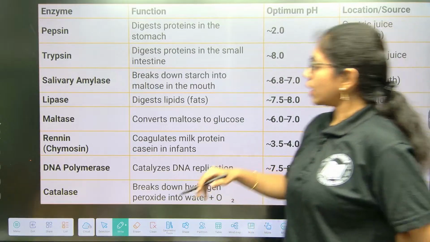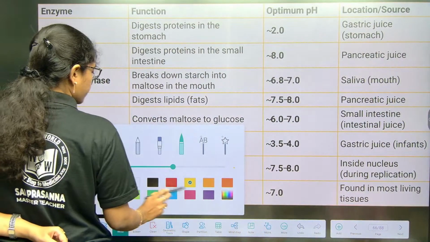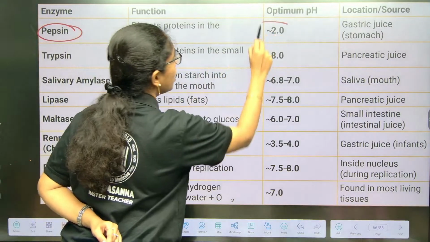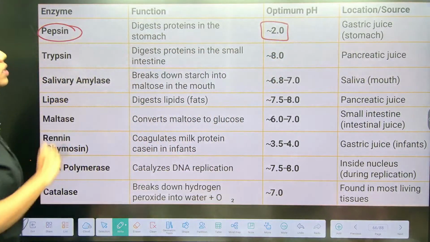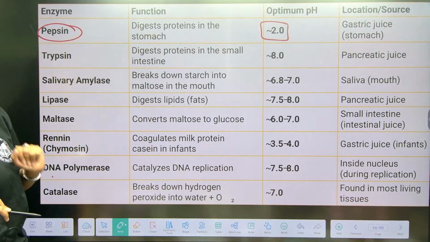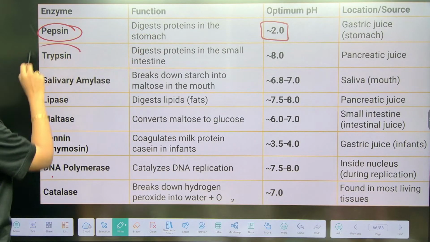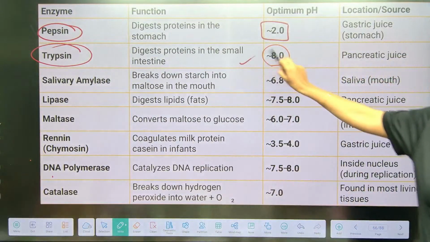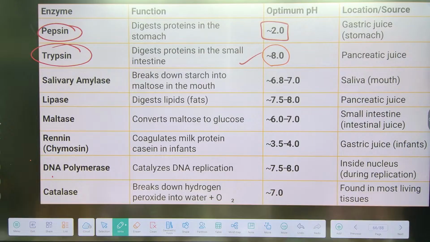If you consider pepsin, the optimum pH is what? 2.0. What is its role? Pepsin will digest proteins in the stomach. Trypsin, what is its pH? 8.0. This digests protein inside the small intestine.